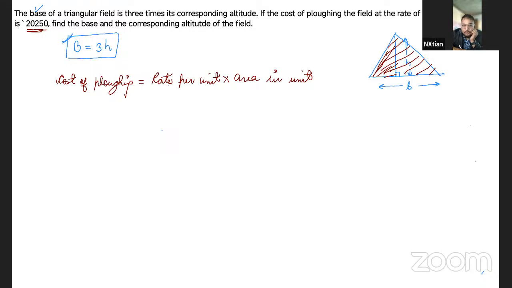10 rupees because we are multiplying it. The rate is 2 rupees per centimeter square and the area is 5, so you just multiplied it. In the same way here, the total cost is given, which is 20,000.